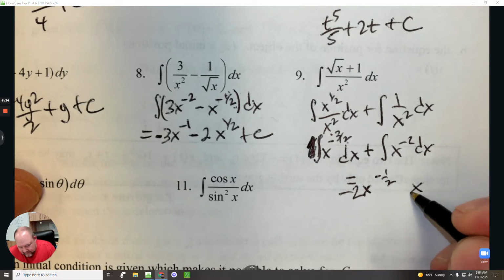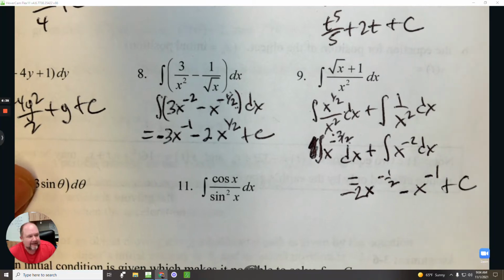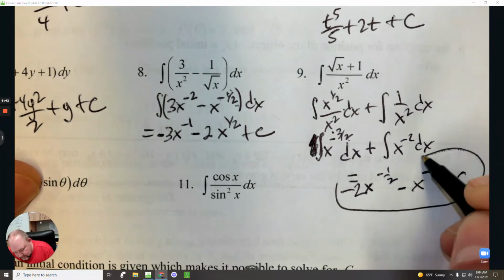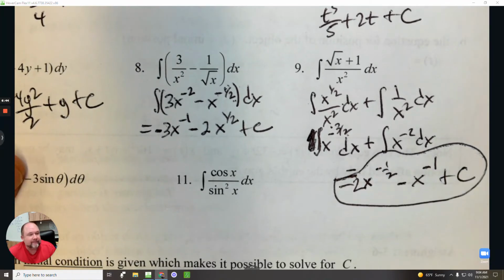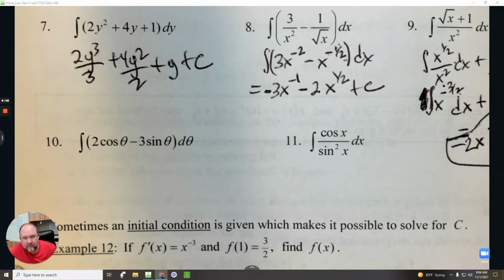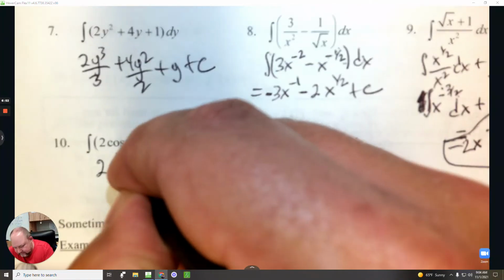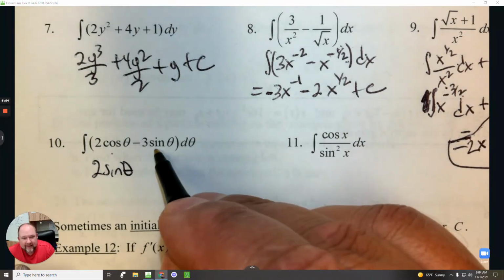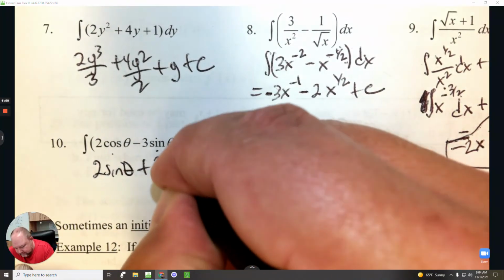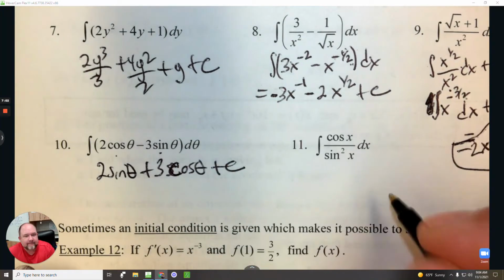We're going to do this again. Add 1 and divide, and then don't forget the candy. Put a circle right there. And there's your answer. All right, little trig. So the antiderivative of cosine is sine. That's simple. The antiderivative of sine is negative cosine. So this is going to be plus. And then don't forget the candy.